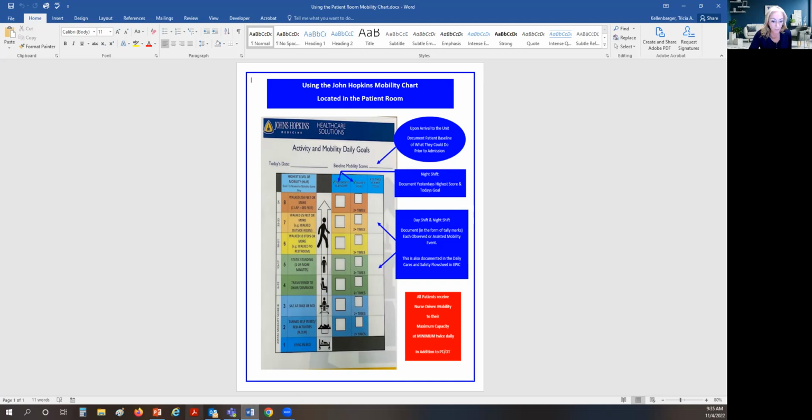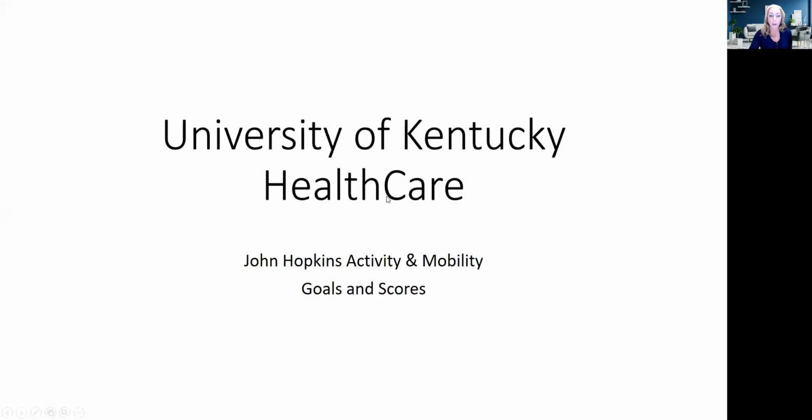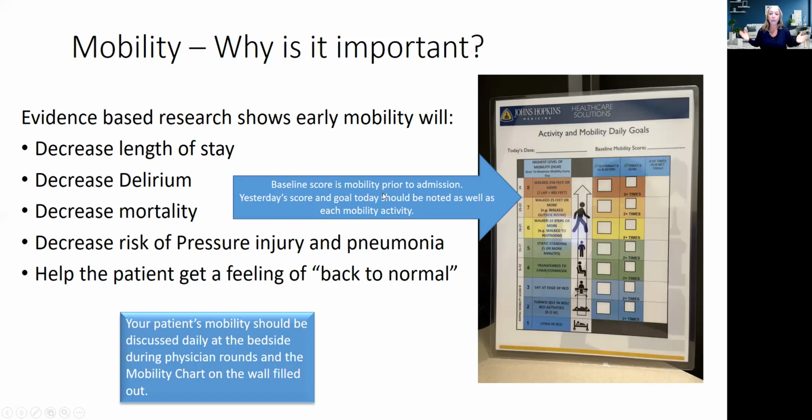Okay, so let me bring up my PowerPoint. Okay, so why are we doing this? Why is it important? Well, our evidence shows that when we get our patients up and we're moving them as frequently as we can, it's decreasing our length of stay, decreases chances of delirium, definitely decreases mortality. And we also are hopefully decreasing the risk for pneumonia, for pressure injuries and whatnot. And the more they move, the quicker they get out of here, right? So that's the reason why we want to try to increase their mobility each day.